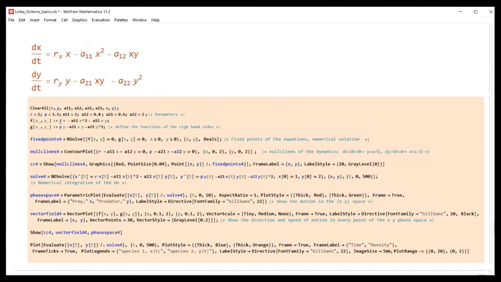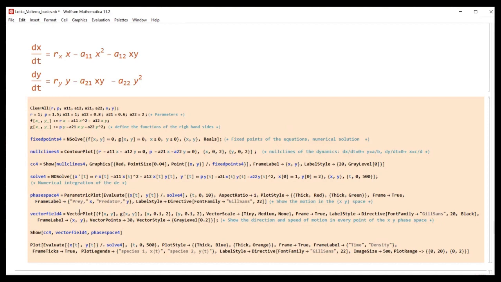You can see that R and rho are the two growth rates here, and the parameters A11, A12, A21, and A22 are the interaction parameters, and I give some values for them. After that, again, we looked for the fixed points and nullclines, and we visualized and plotted them together after we solved the differential equation, and we looked for the motion in the phase space.